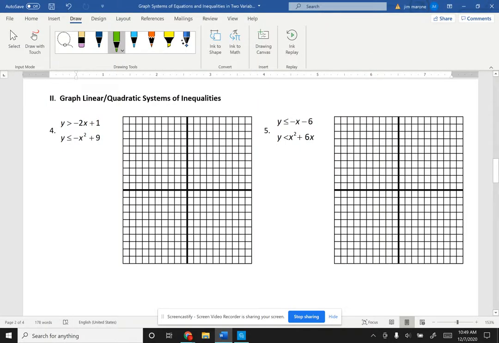So now we're going to graph linear quadratic systems of inequalities. So we're going to do the same thing. We're going to graph each of them. Again, I usually start off with the quadratic first, and then we are going to shade them. And then with a system of inequalities, we look for the overlap and shading.